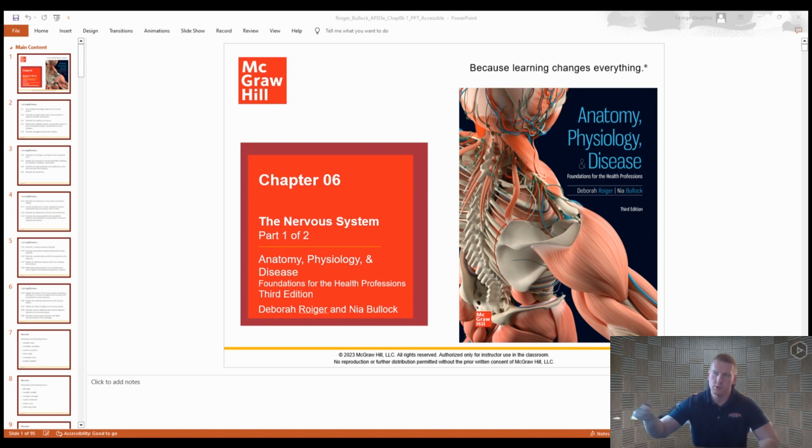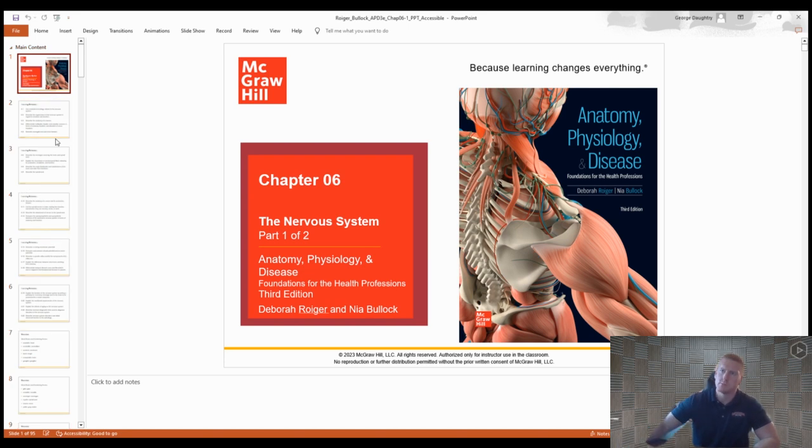There are 2 parts to Chapter 6, but I'm only going to go over part number 1. That's all you're going to be responsible for on quiz number 7, the material that I go over here. The second part is very short, and it's just a couple of specialized issues, so we're only going to go over part 1. All right, so with the nervous system, as always, there are some word roots that I want you to be familiar with.